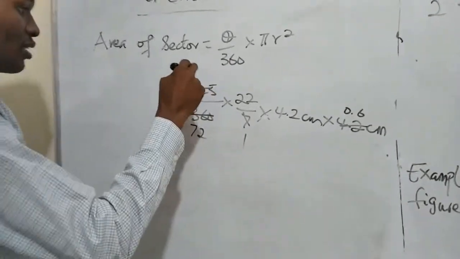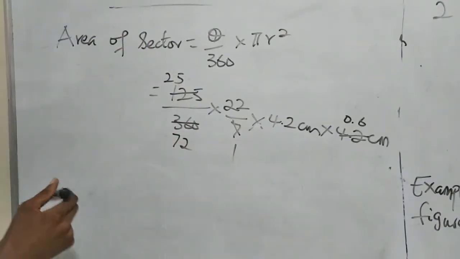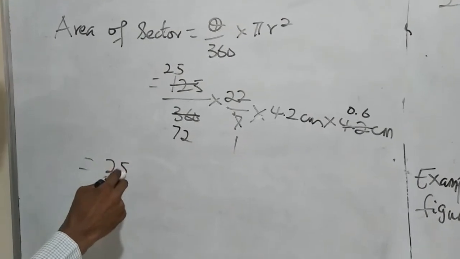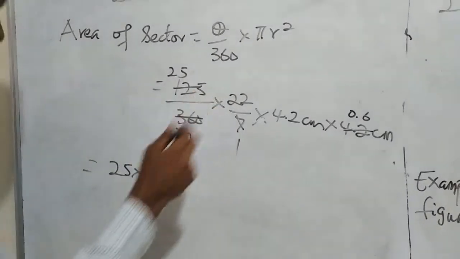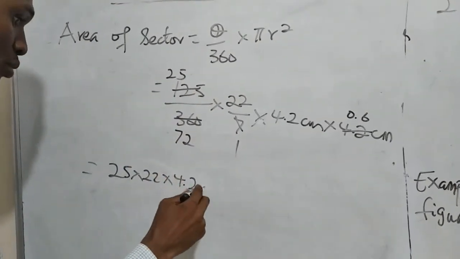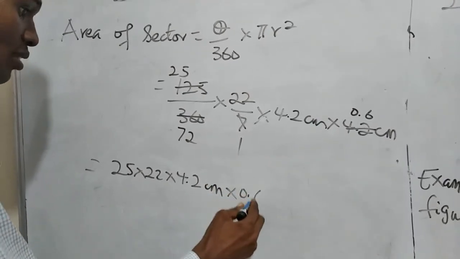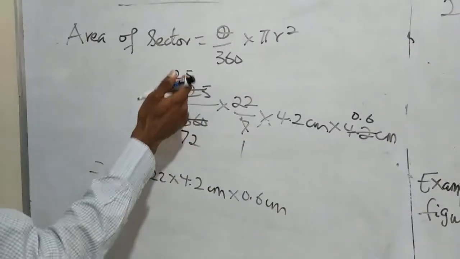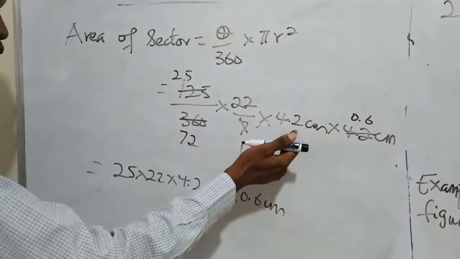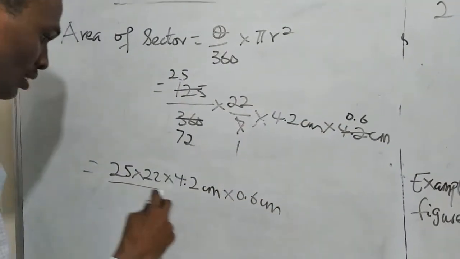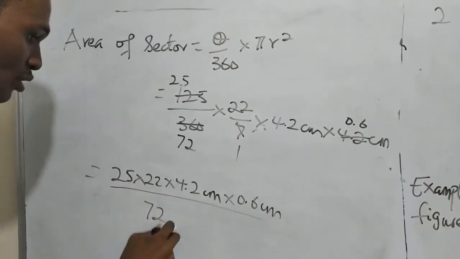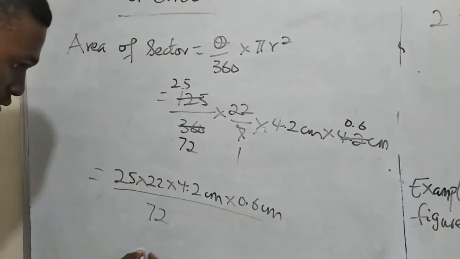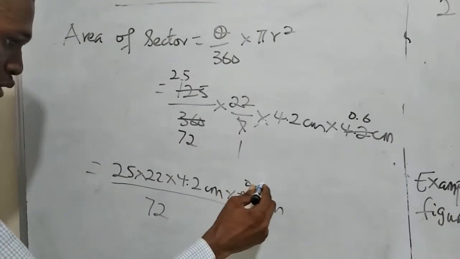5 here will give us 25. What else can we? What is left? We have 25 times 22 times 4.2 cm times 0.6 cm, all over 72. 6 here will give us 0.1.